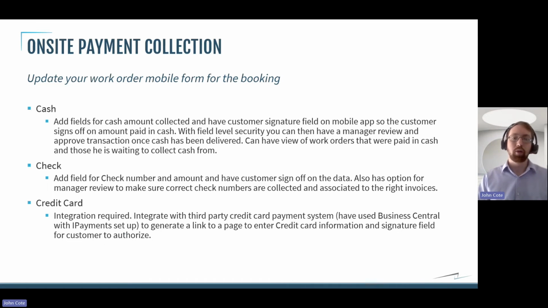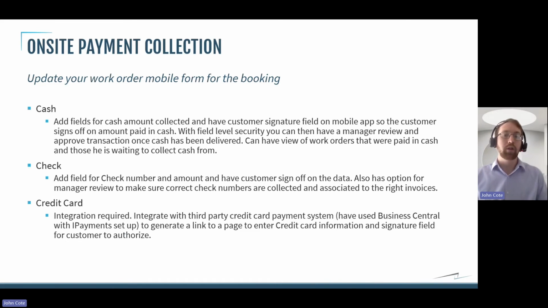Here, you can integrate with a third-party credit card payment system, such as iPayment, which we have used with Business Central in the past. That would then generate a link for the customer to click on in the booking. The field service person can pull up that link, click it, and it gives them the ability to enter the credit card information right into the iPayment setup. That way CE is not storing any credit card information about the customer.